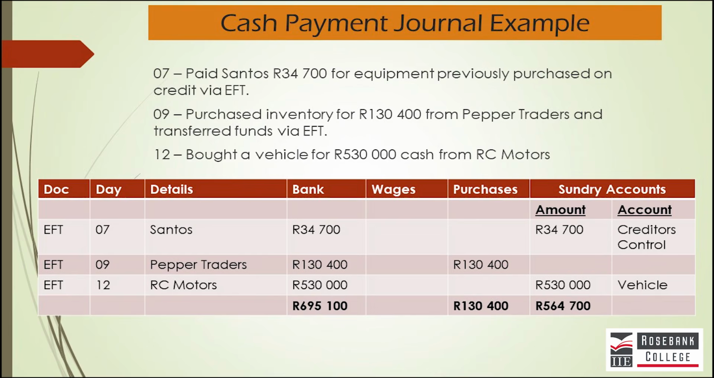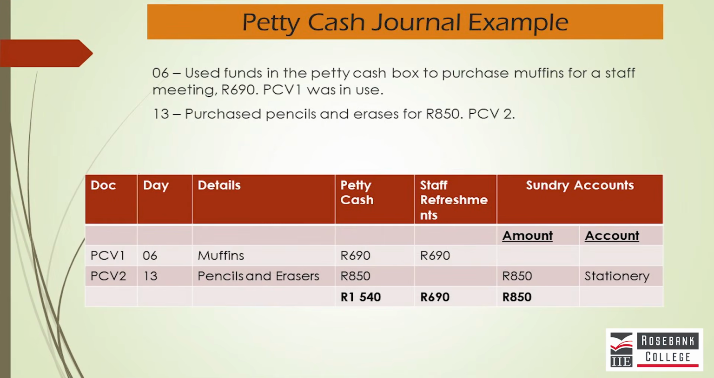Last transaction happened on the 12th day and details we will have RC Motors, bank 530,000 Rand and sundry account the amount will be 530,000 Rand accompanied by the account vehicle. Totals are as follows. For bank 695,100, purchases 130,400 and sundry account 564,700. The next journal we will discuss is the petty cash journal and has 2 transactions.